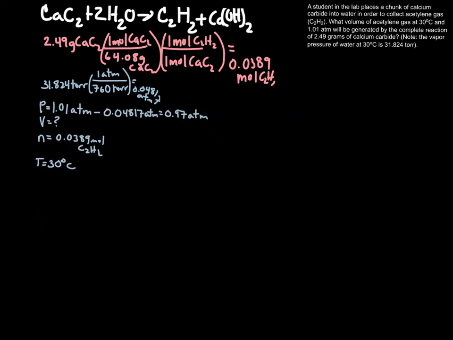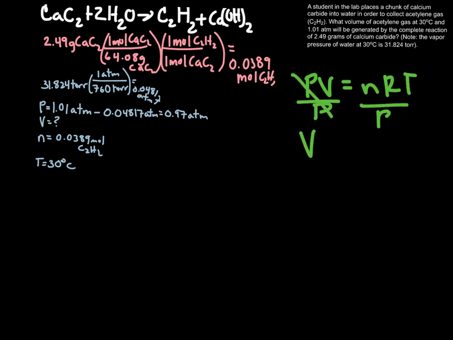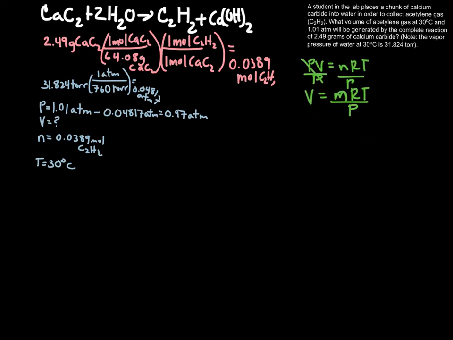Now we can finally put this into the ideal gas law. So let's do that. We know that PV equals nRT. We're looking for volume, so we're going to divide by the pressure. So we're going to solve this as V, volume, is equal to nRT over P. And let's just do it. It's plug and chug time.